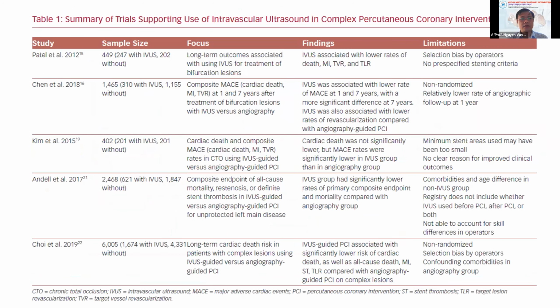However, up to now, we have a summary of trials that support the use of IVUS in the complete PCI. We have lots of studies and the findings of the other studies: IVUS is associated with lower risk of death and higher TVR. Finally, you can see the result of the study. We stent PCI based on IVUS, which will improve the MACE or the outcome of the patient.